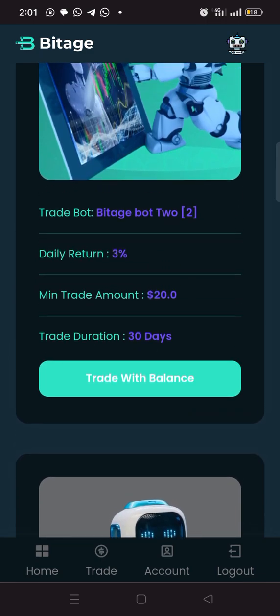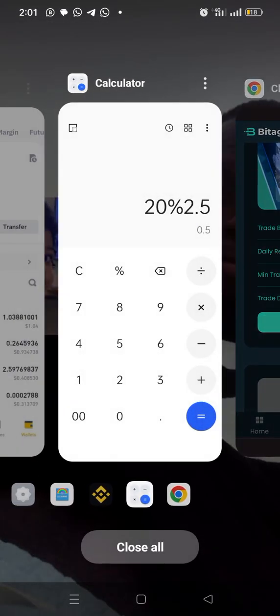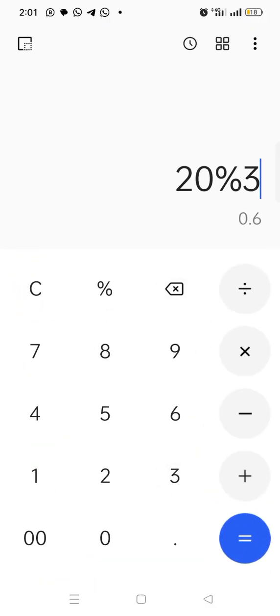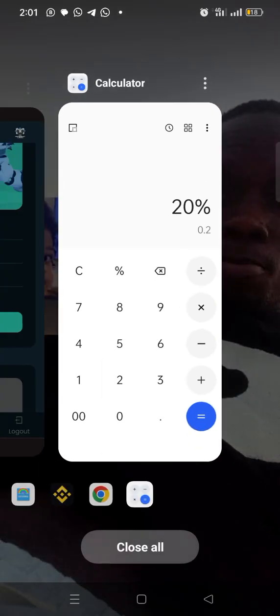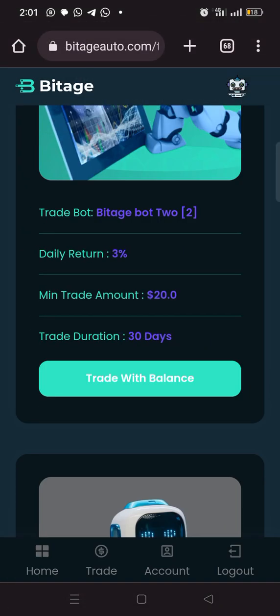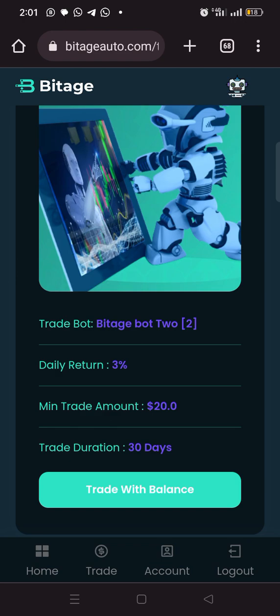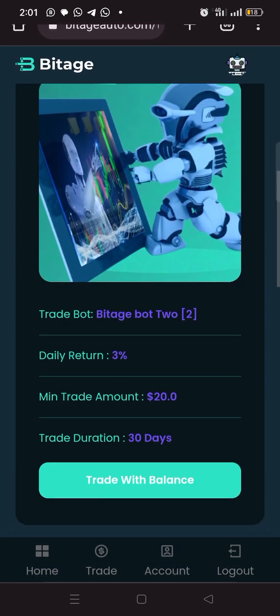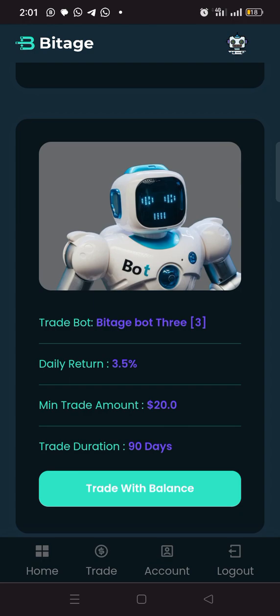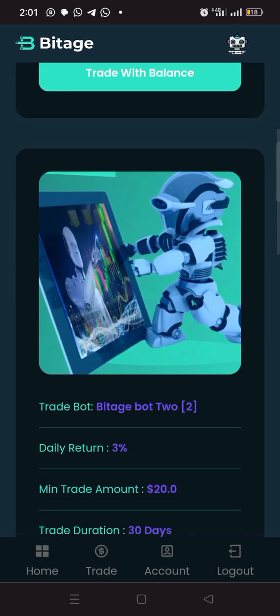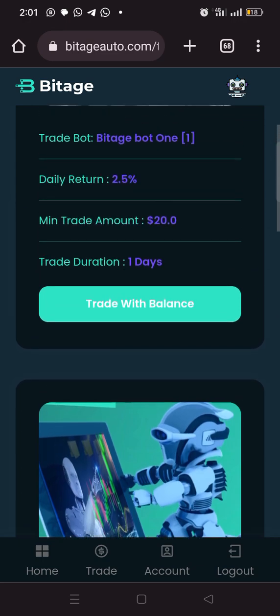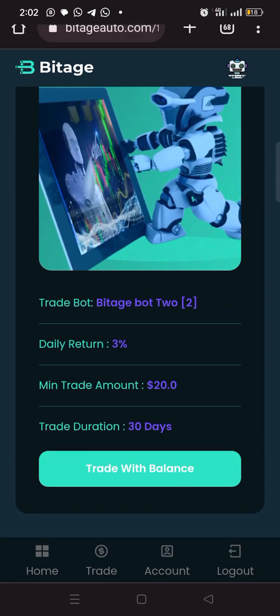If I go for this one, I'm going to be earning 3% daily. 3% of $20 is how much? 0.6 daily. The minimum withdrawal on this platform is $10. So let's say I go for 30 days. Let me go for this one.